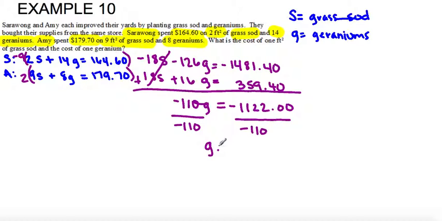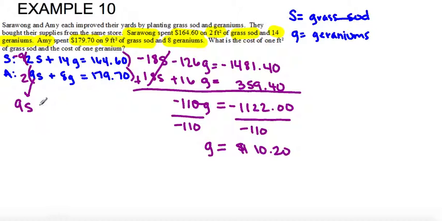So the amount for the geraniums was $10.20. And we have to figure out the cost for the grass sod. So I'm taking this amount and plugging it into one of the two equations. I'm going to plug it into the bottom.